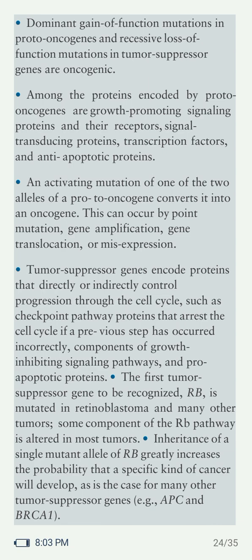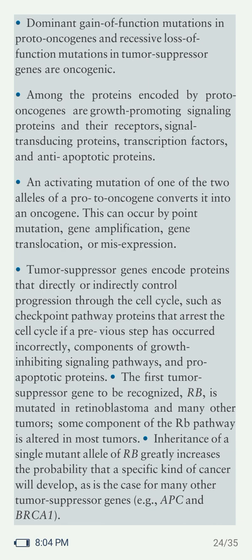Tumor suppressor genes encode proteins that directly or indirectly control progression through the cell cycle, such as checkpoint pathway proteins that arrest the cell cycle if a previous step has occurred incorrectly, components of growth inhibiting signaling pathways, and pro-apoptotic proteins. The first tumor suppressor gene to be recognized, RB, is mutated in retinoblastoma and many other tumors. Some component of the RB pathway is altered in most tumors.